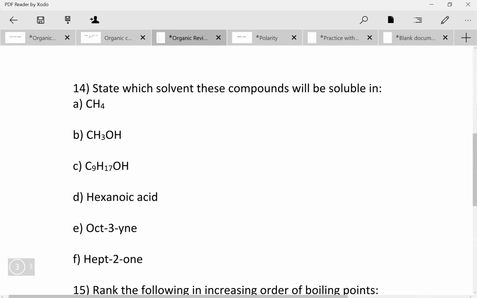State which solvent these compounds would be soluble in. CH4. So again, this is basically just to see whether you can identify if a compound is polar or nonpolar, or has both characteristics. CH4 is nonpolar because it's only carbon-hydrogen bonds, so it'd be hexane. CH3OH, there's some nonpolar, but mainly this is a CO bond, which is polar, and an OH bond, which is polar, so this is polar and will be soluble in water.